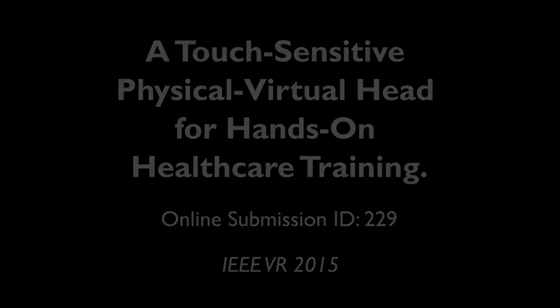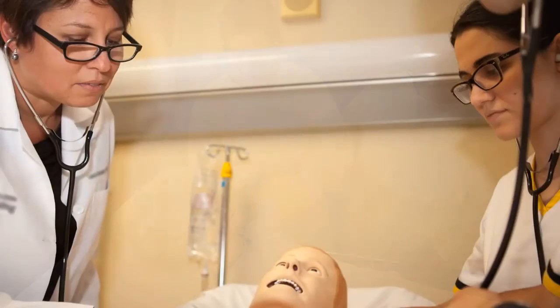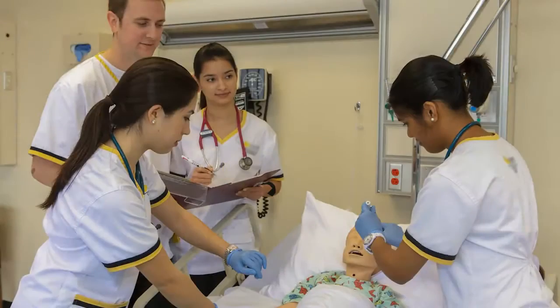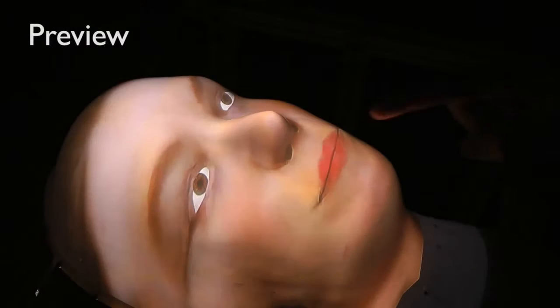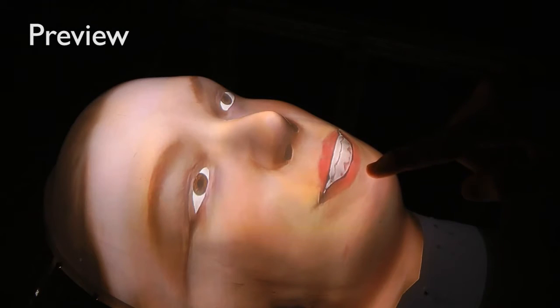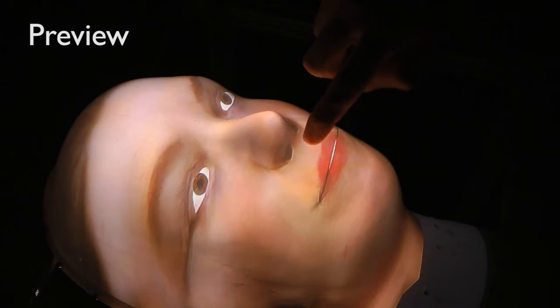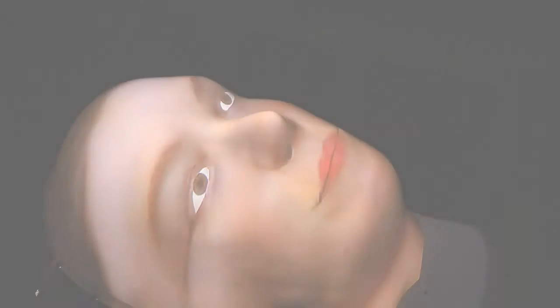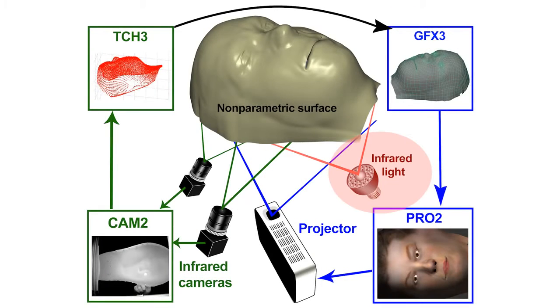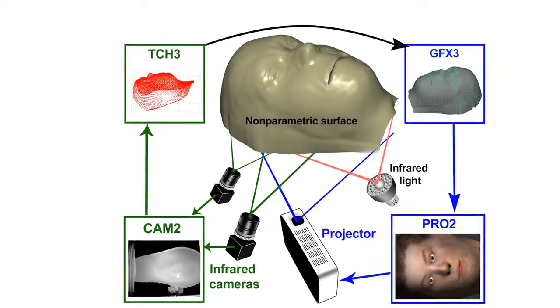Healthcare practitioners use surrogate patients that differ in their abilities to exhibit symptoms, provide compelling interactions, and respond appropriately to touch. We present a generalizable method to detect and respond to multi-touch with low latency on a human head surface. We use rear-mounted infrared lights, cameras, and a color projector to detect touch events and render appropriate facial changes.